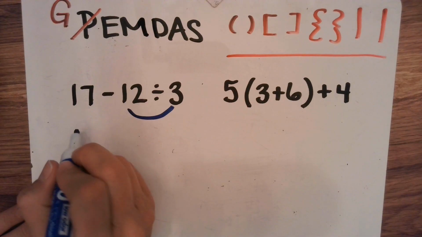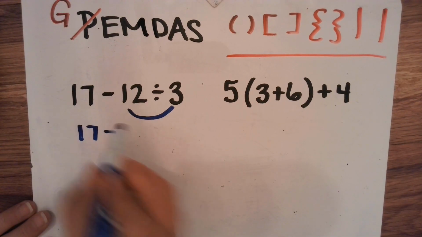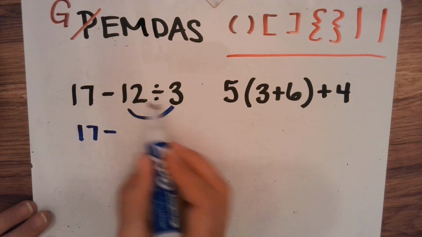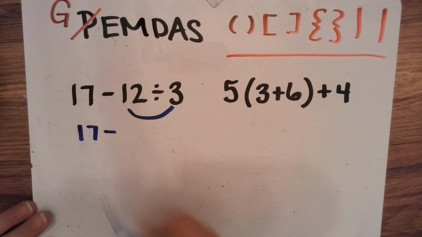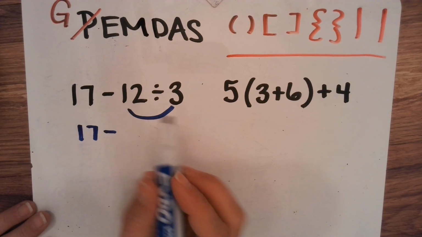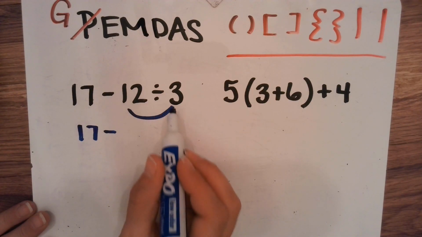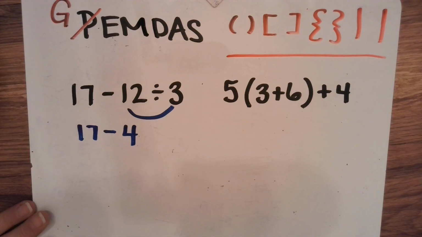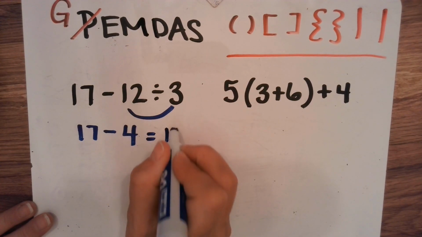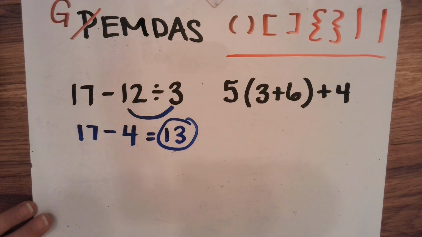So drop down what you are not working with, or you could do the problem first and then drop the other things down, either way. But we have 12 divided by 3, which we know is 4. So now we do 17 minus 4, and we get 13 with nothing left to do. So that's our basic. And then we look at this second one, and we actually have a grouping now.